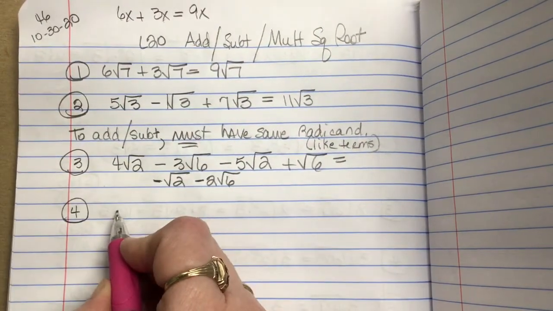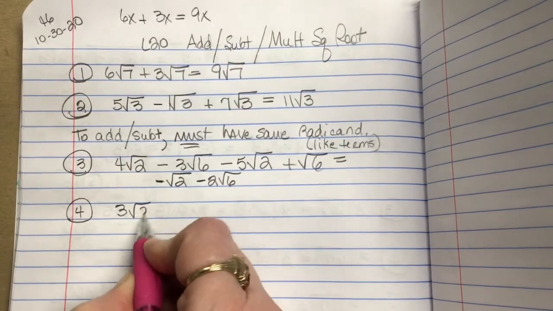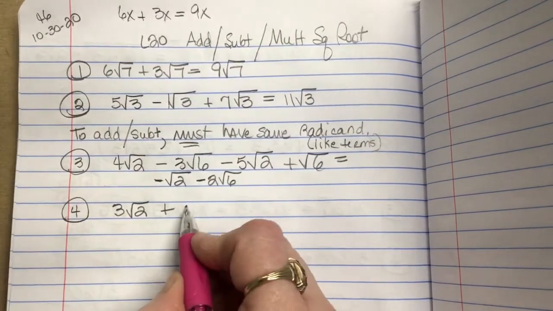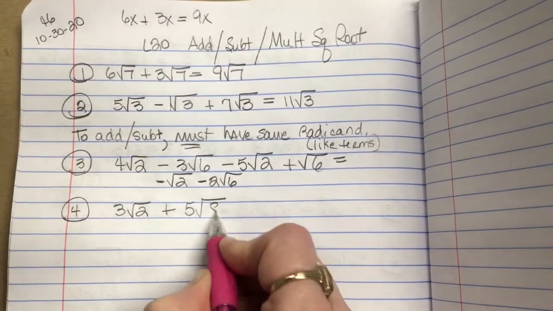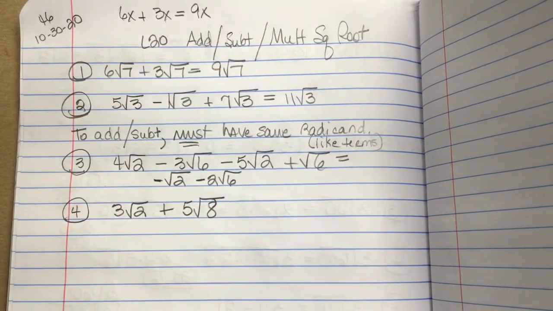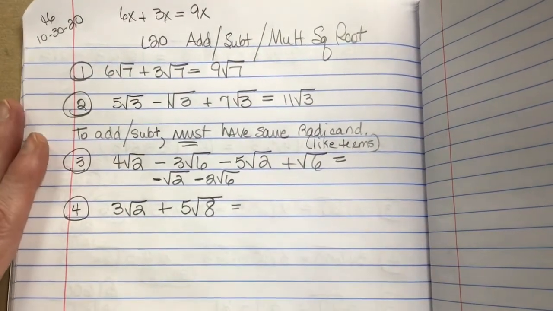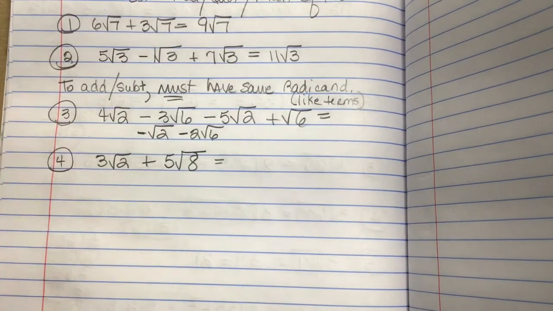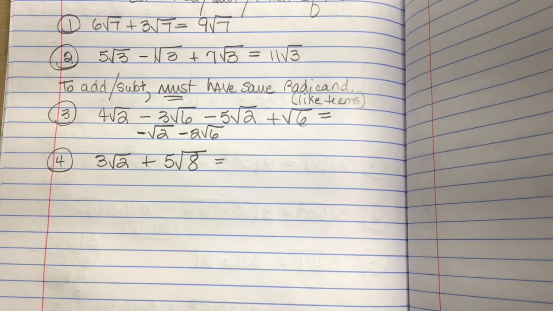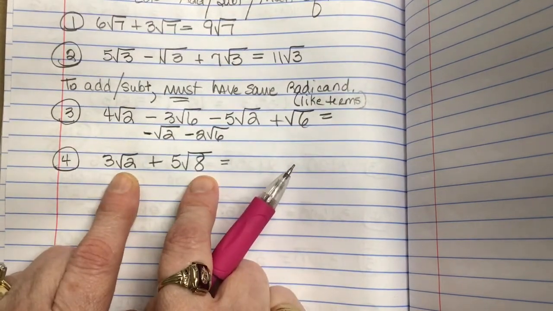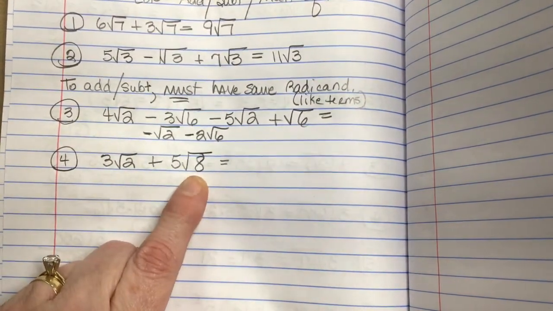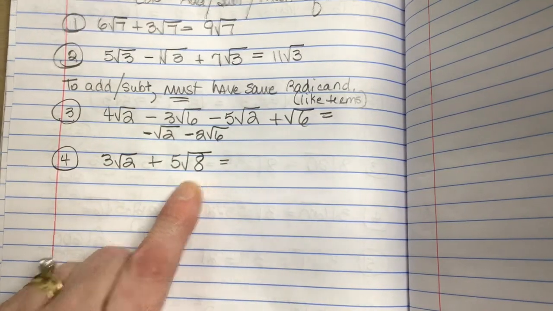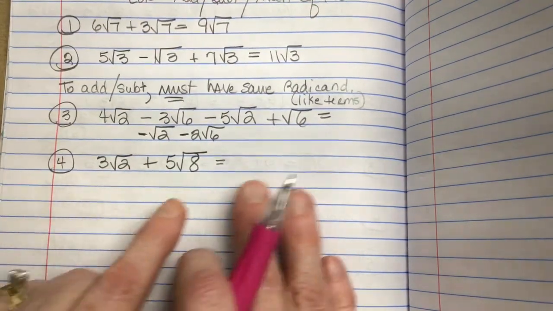Let's do 3 square root of 2 plus 5 square root of 8. And that kind of ties into lesson 19. Now, looking at them, they're not like terms because the radicands are different. But I know something about 8 from lesson 19. Can I break that down? Now, we can go over here and do it. We can do it within the problem.